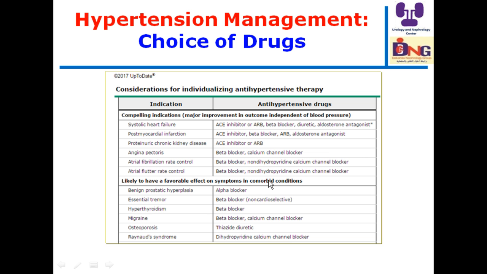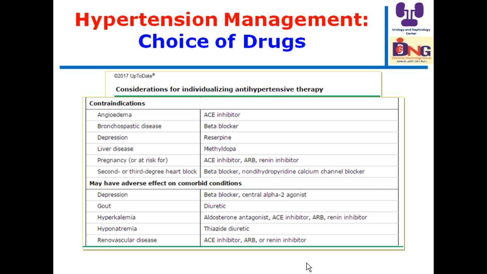Likely to have a favorable effect on symptoms in a comorbid condition: benign prostatic hyperplasia, alpha blocker may help. Essential tremor, beta blocker may help. Hyperthyroidism, beta blocker may help. Migraine, beta blocker may help. Osteoporosis, diuretics, because of the hypocalciuric effect of thiazides, help in the management of osteoporosis. To overcome Raynaud's phenomenon, a vasodilator like a dihydropyridine calcium channel blocker may help.